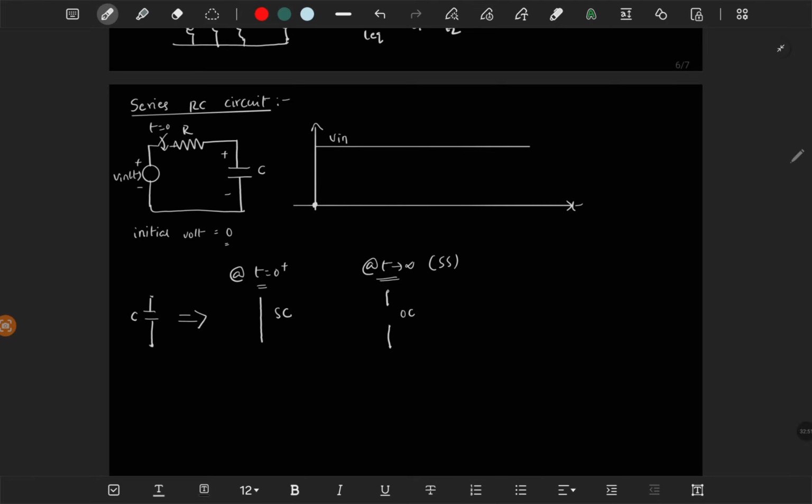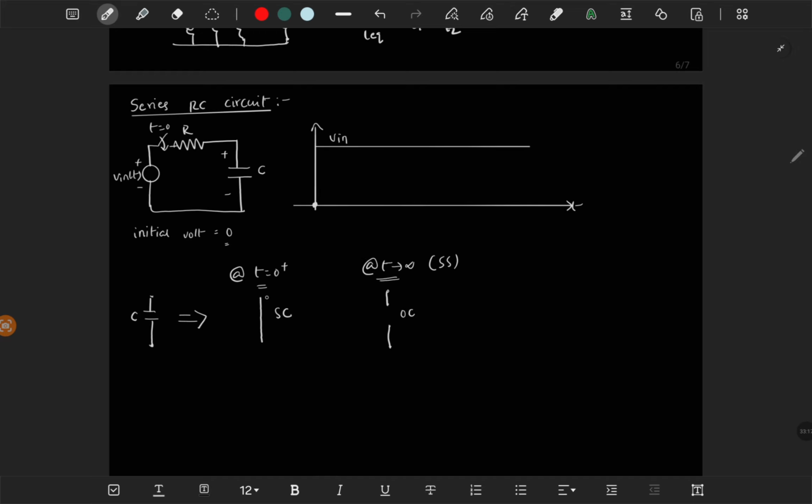Then at t tends to infinity, at steady state, we represent the capacitor as an open circuit. Why open circuit? Because in steady state it is completely charged, and if it is completely charged and there is no current to flow, it means it is open circuit, and the potential difference between these two nodes is zero. So there is no current flow and no further charge buildup, no further voltage buildup across the capacitor.